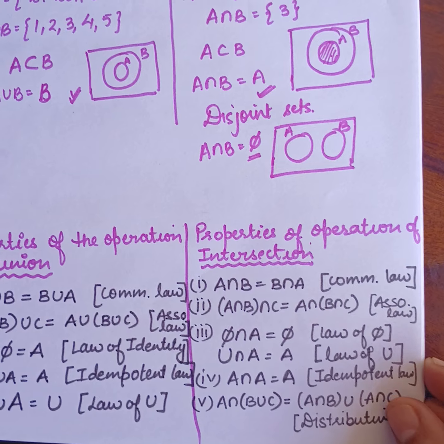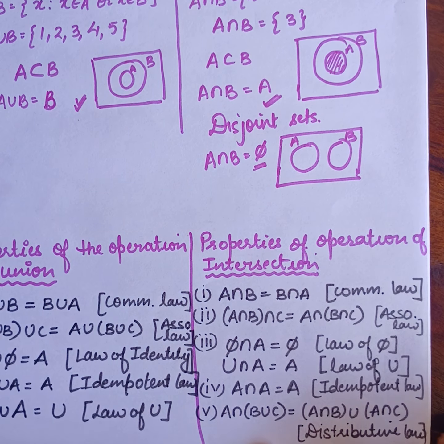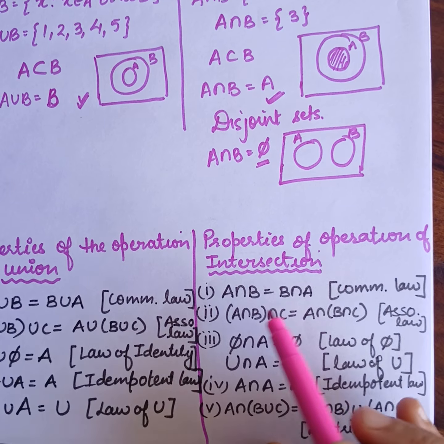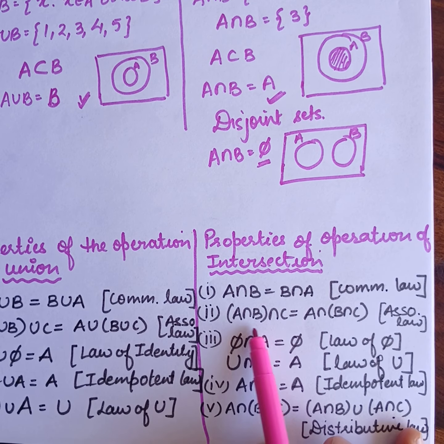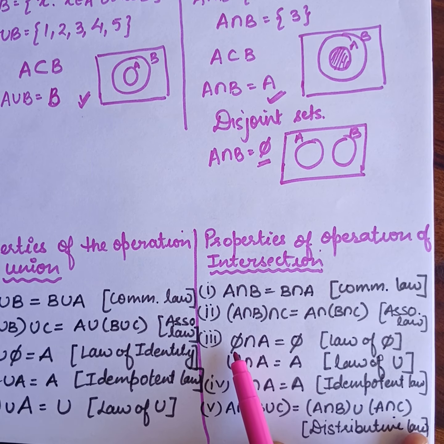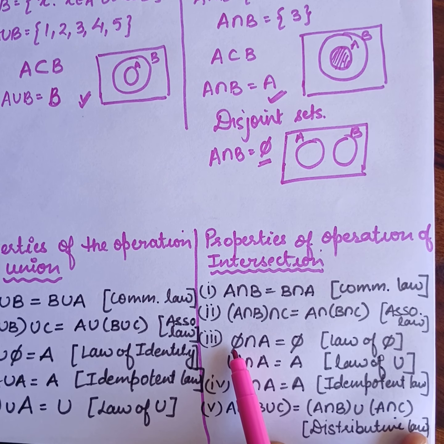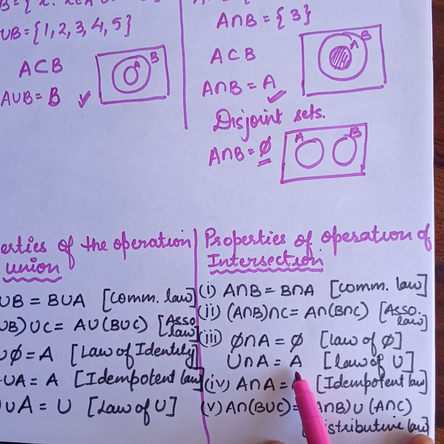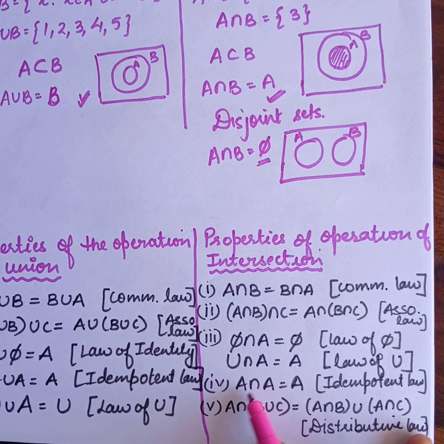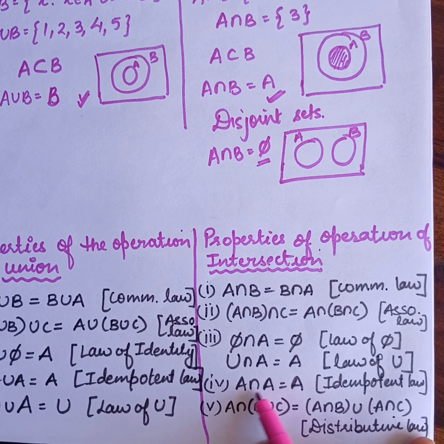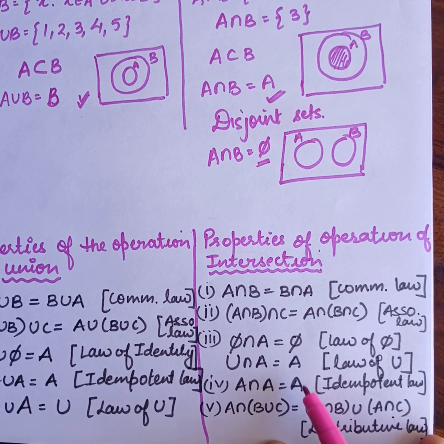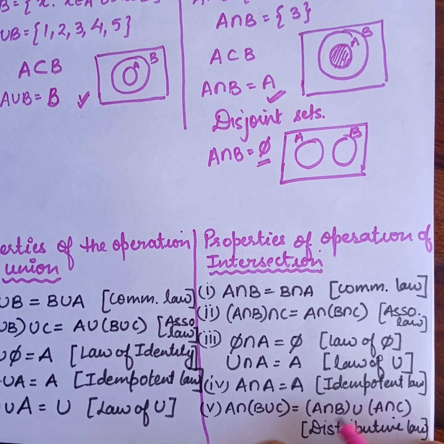Similarly, we have properties of intersection as well. A intersection B is equal to B intersection A. So commutative law is applicable in case of intersection as well. Associative law is also there. Then from these two, phi is the smaller set, so their intersection will be phi. From these two, A is the smaller set, so the intersection is the smaller set. And A intersection A will be A, common to A. The common elements between A and A will be all the elements which are there in A. This is called the idempotent law.